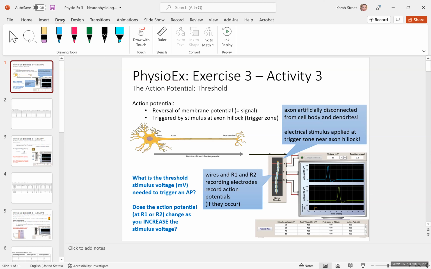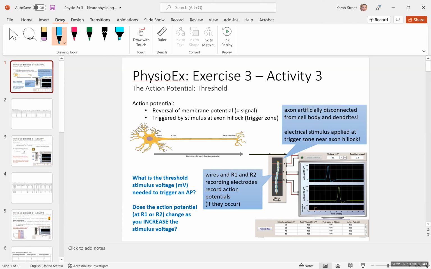Let's look at the apparatus that we are using in this activity. You can see in the picture on the right-hand side that we are playing with an axon that has been disconnected from the cell body and the dendrites, which are found as extensions from the cell body, also known as the soma. And it's also disconnected from the axon terminal. We have a stimulating electrode shown here as S. And then we have two recording electrodes known as R1 and R2.